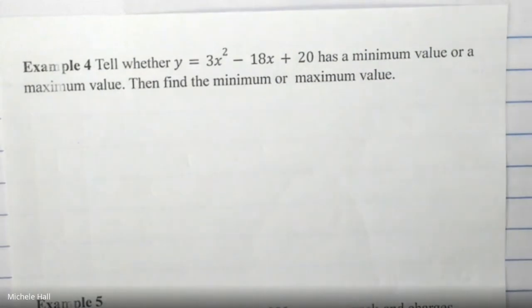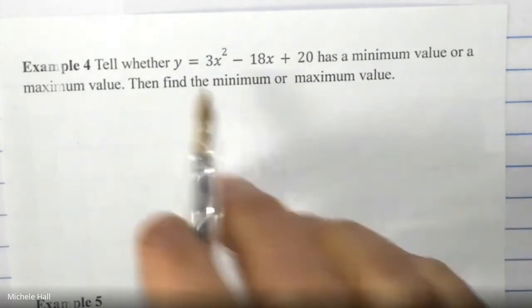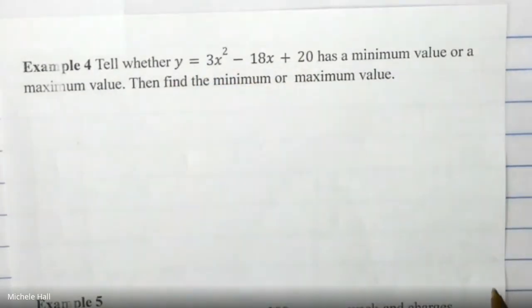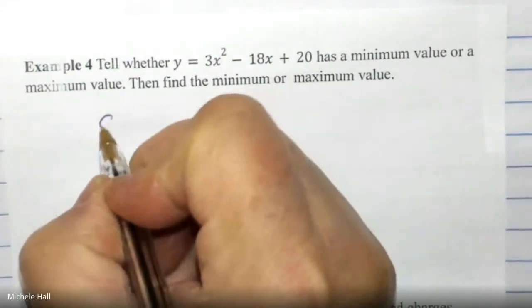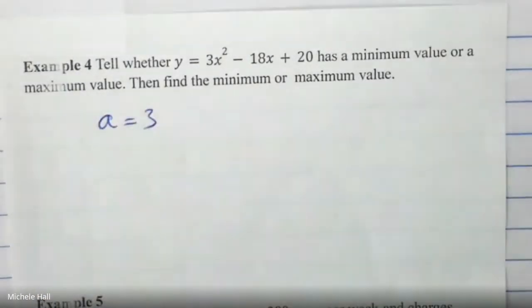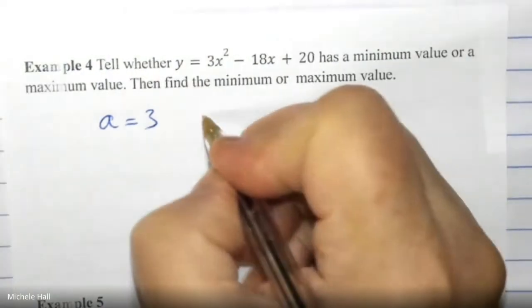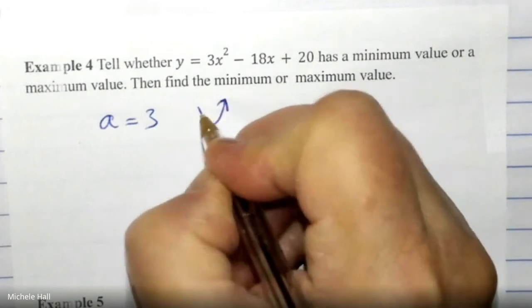If it's negative, would it be a maximum? And if it's positive, would it be a minimum? And when you say positive or negative, where are you looking to see that? The 3x squared. Okay, so he's looking at his a equals 3. His a equals 3. So which way is it facing? Upwards or downwards? It's facing upwards because a is positive.